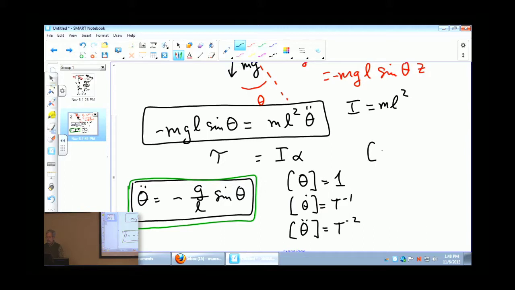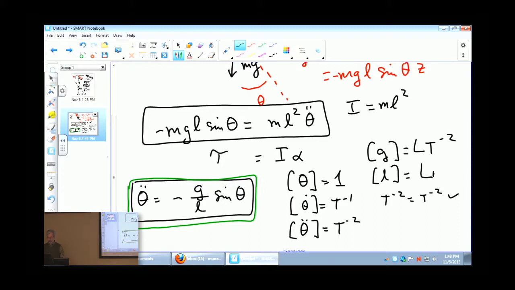Okay, how about the dimensionality of G? L over T squared. Dimensionality of the length of the rod? Well, so the dimensionality of the right-hand side is inverse time squared, matches the dimensionality of the left side. That's good. The sine of theta, well, theta is dimensionless, and the sine of an angle is also dimensionless. There's no dimensionality to it, so that's good.